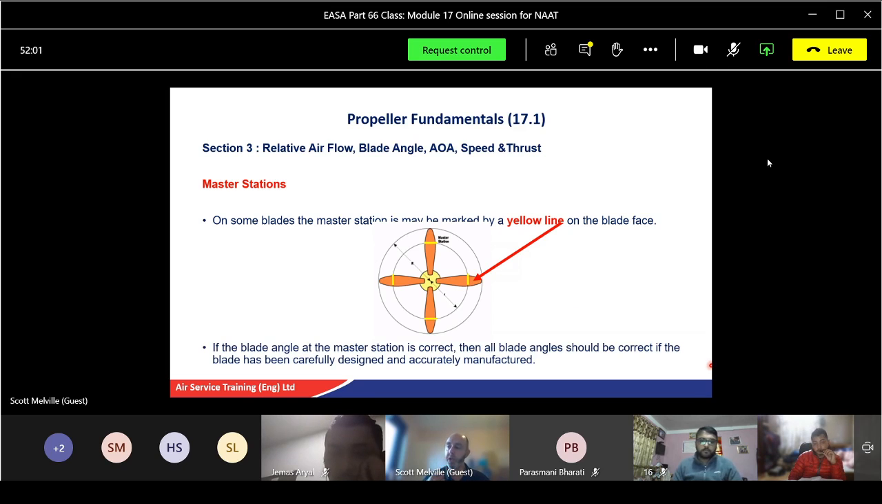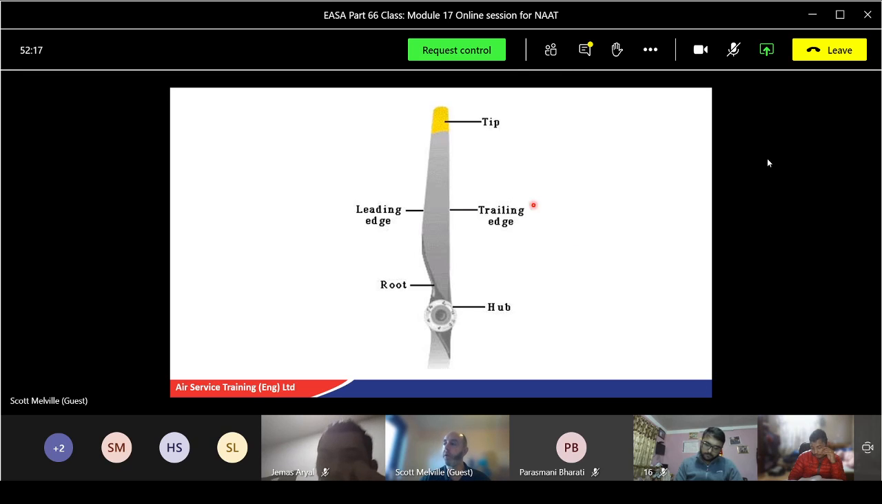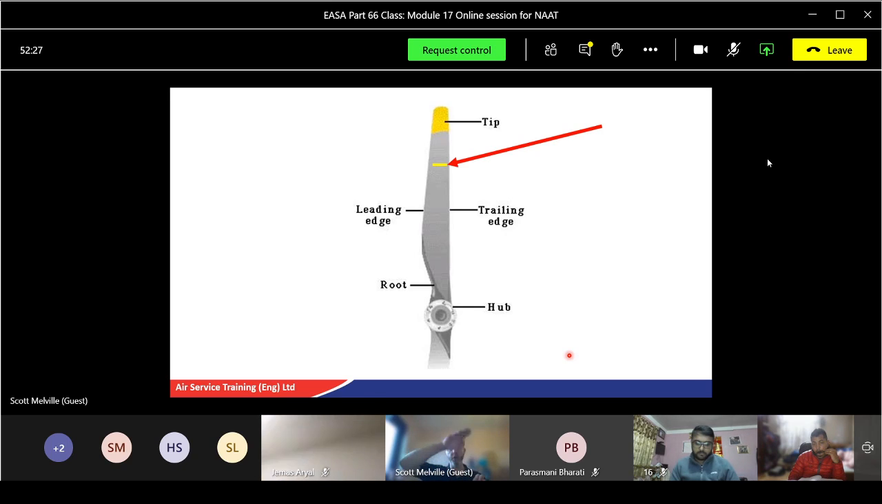If the blade angle at the master station is correct, then all blade angles should be correct if the blade has been carefully designed and accurately manufactured. That's for the engineers that design this to do properly, and you're there just to make sure, as a reference point. So again, there's another example. There's an aluminium blade, trailing edge, leading edge, and we'll just add on a little yellow line there. Okay, and that would be indicating your master station. If you go back to the graph that had the big loop on it, where it's most effective, that would be that point there. So next time you see a propeller aircraft, you think, oh, that's what the yellow line is for. That's your master station.